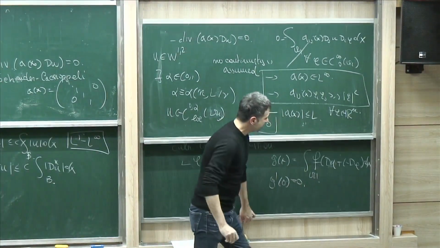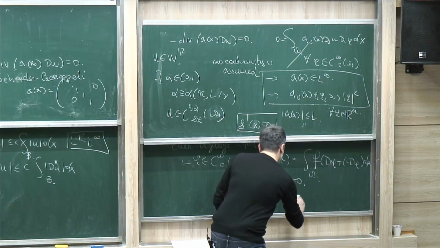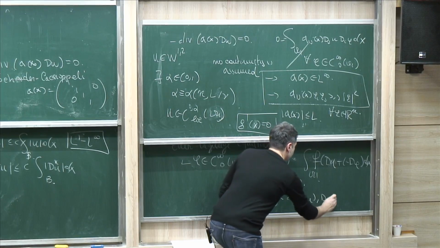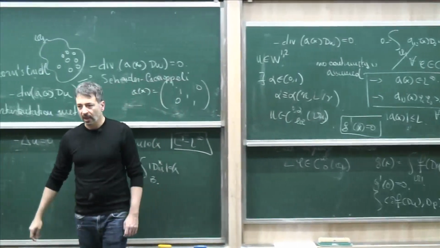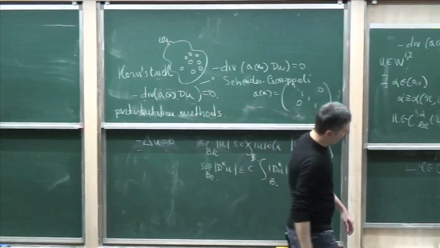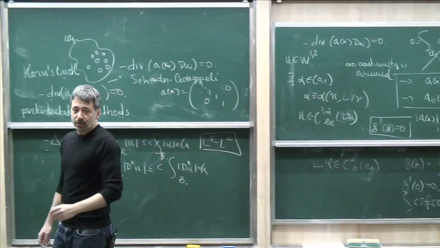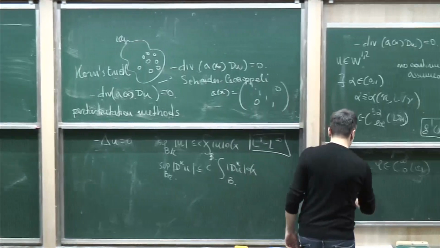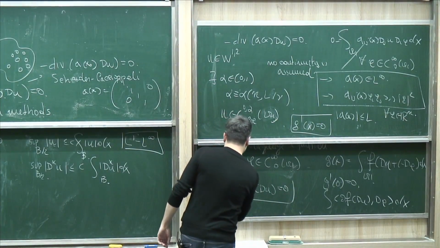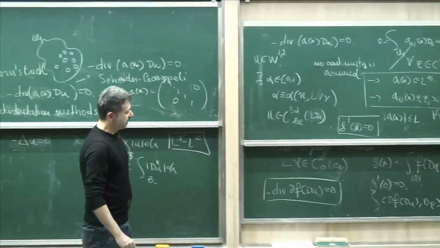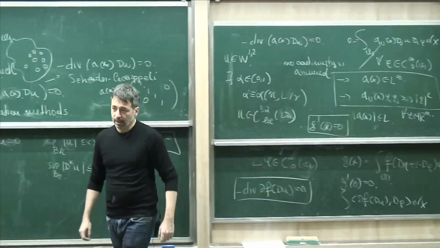And this is the same, developing under the sign of integral, as doing this. So that's the gradient of f of du. So this is a nonlinear equation. It's a nonlinear equation that in distributional form looks like the following: divergence of f of du equal to 0. And in fact, we will eventually see several equations of this type.